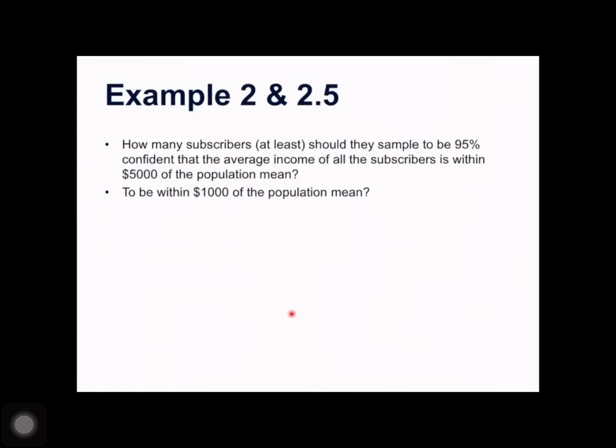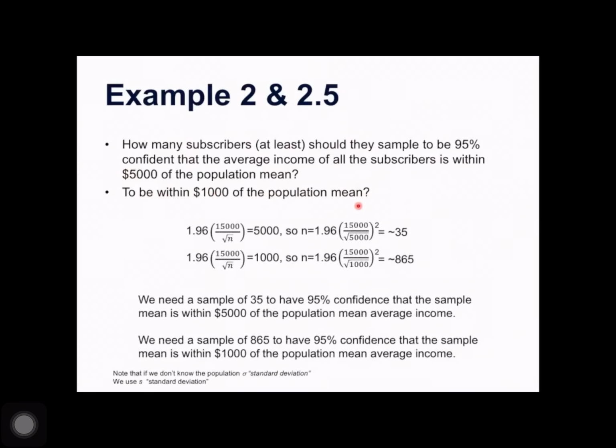Here's another example. How many subscribers at least should we sample to be 95% confident that the average income of all subscribers is within $5,000 of the population mean? And then I want to repeat that with 1,000. Well, again, I'm going to give you the formula here. It's more important conceptually that you're understanding what's happening.